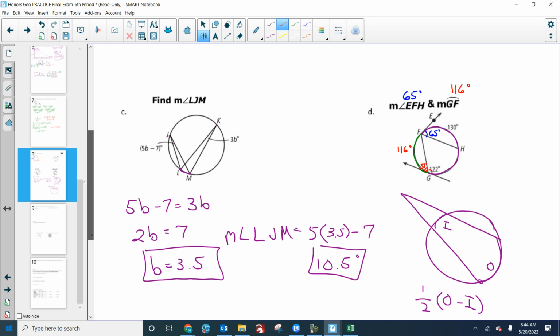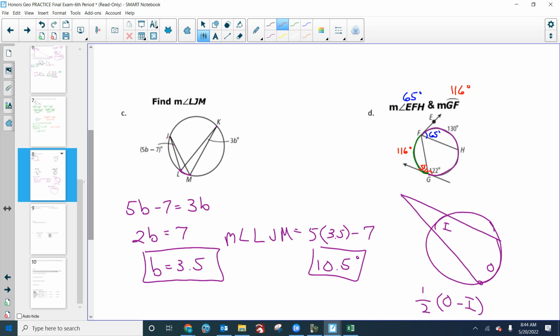All right, next two. They asked us to find the angle LJM. So B was 3.5. Had to plug it back in, and I got 10.5 degrees for that. For the next one, letter D, I got 65 degrees and 116 degrees. Any questions on those? All right, this came from the fact that the angle is half of the inscribed arc, or the arc is double the angle.